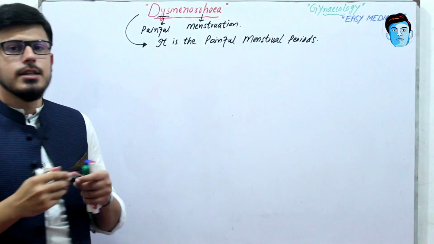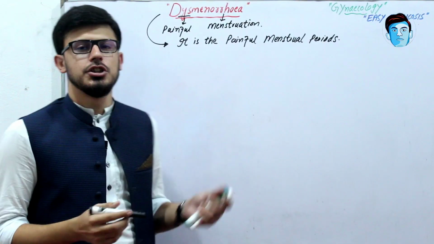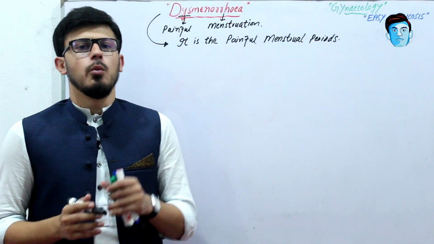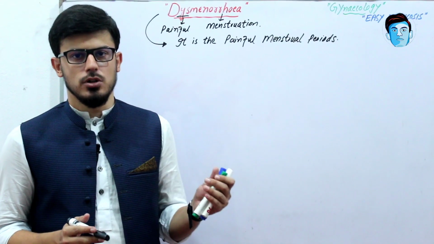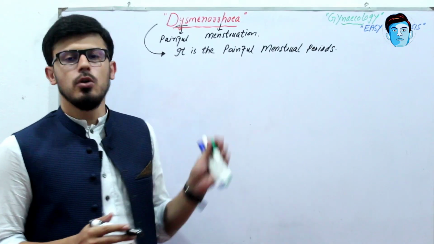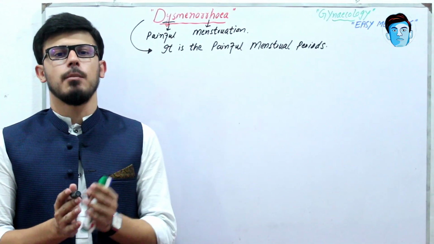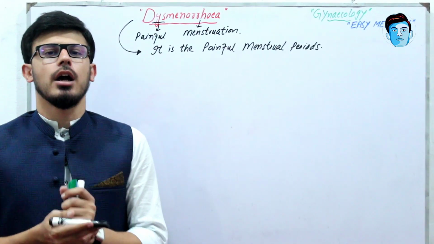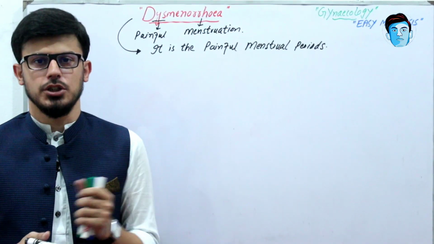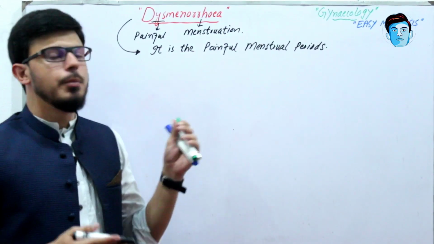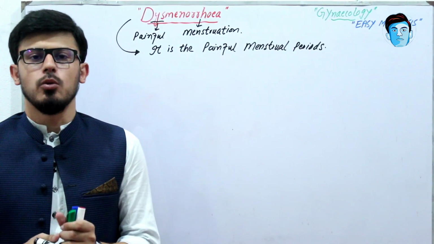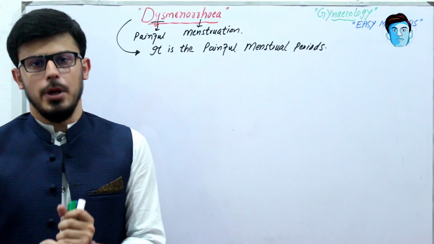Now, there is a question: how will you differentiate the pain of dysmenorrhea from the pain of endometriosis? So, pain of dysmenorrhea usually occurs at the time of menstruation, or it occurs 1 to 2 days after menstruation, while pain of endometriosis usually occurs 1 to 2 days before the menstruation.